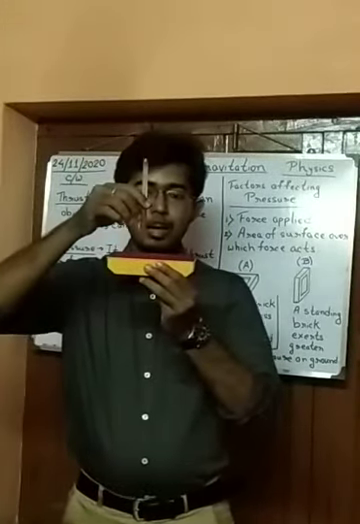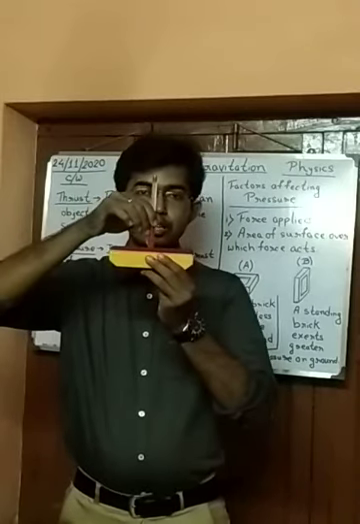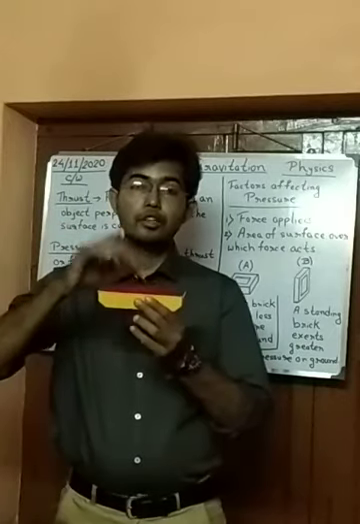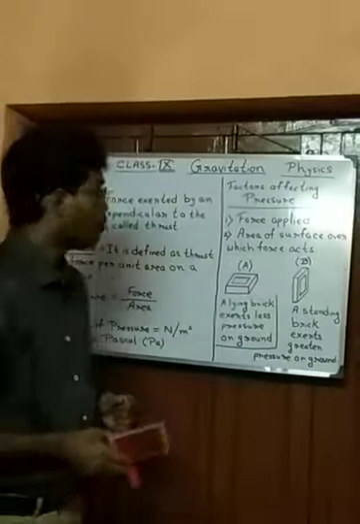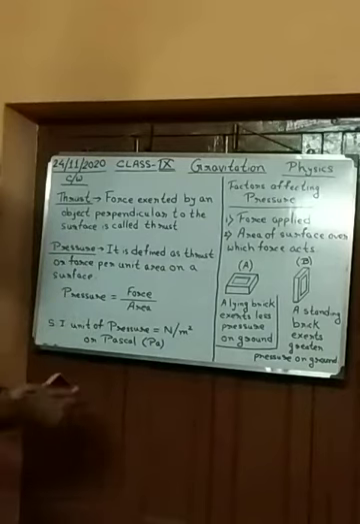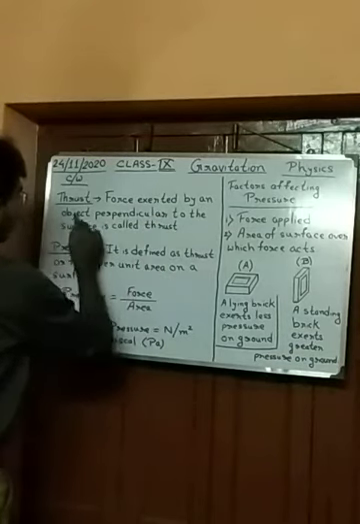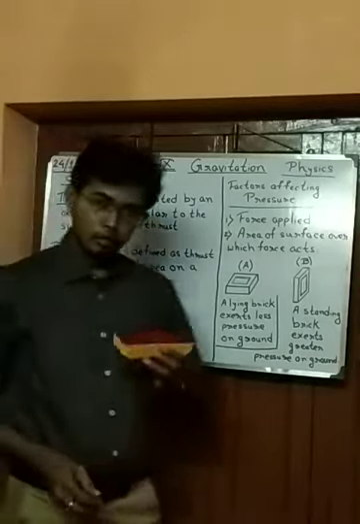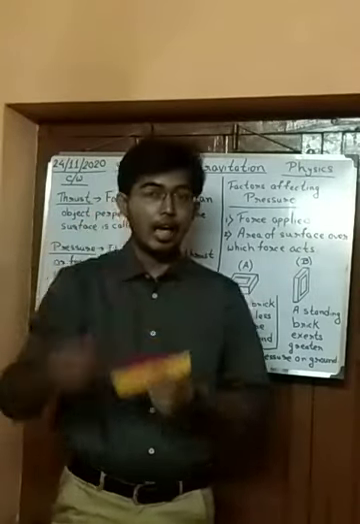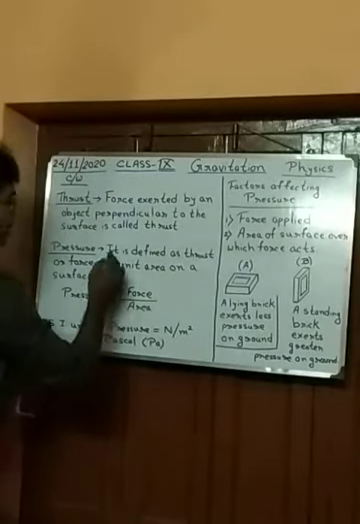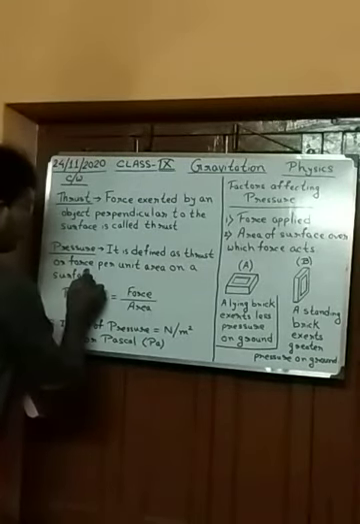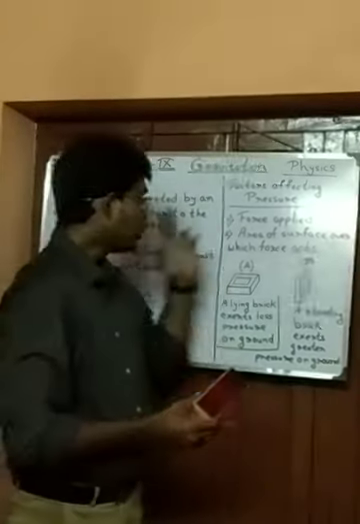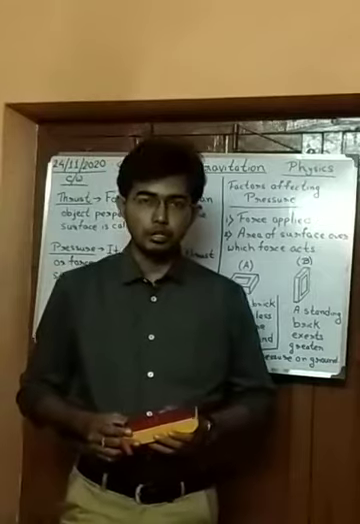So see students, in both these examples I have applied a force perpendicularly to the surface. This type of force which is acting on the surface perpendicularly is called thrust, students. So the force exerted by an object perpendicular to the surface is called the thrust. And pressure is defined as thrust or force per unit area on a surface. So both these terms are related to each other, students.